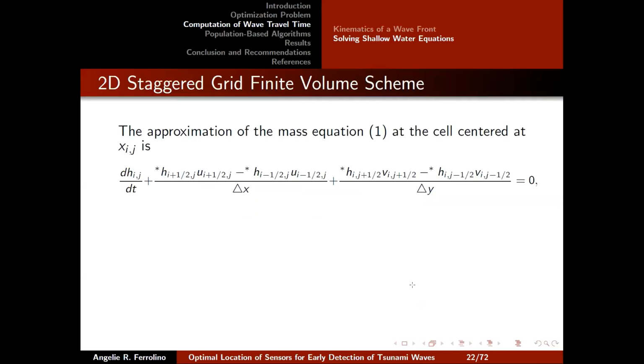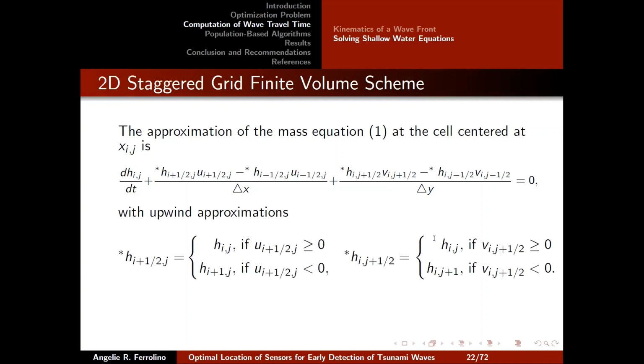By implementing the 2D staggered grid finite volume scheme on the shallow water equations, we obtained this approximation for the mass equation at the cell centered at Xij, where we have these upwind approximations. So we do this because H is not defined on the half-step points. And we also use upwind approximations for us to determine the direction of flow. For example, if the flow is positive, H at i plus 1/2, j is equal to Hij.